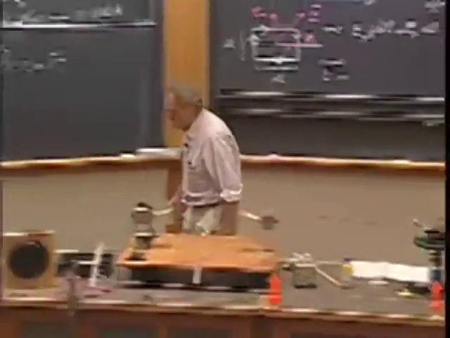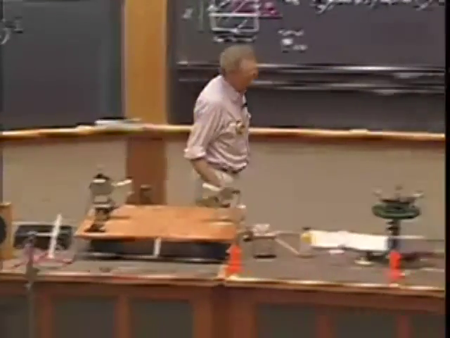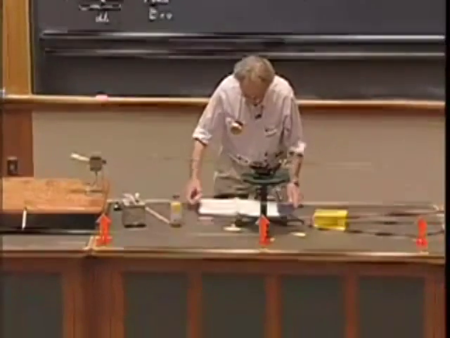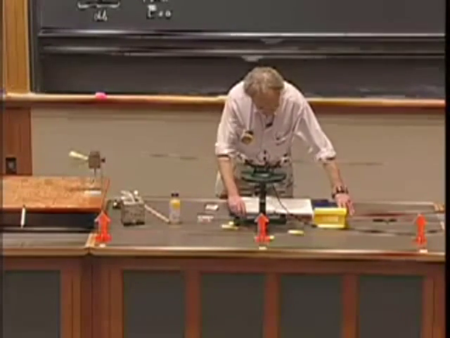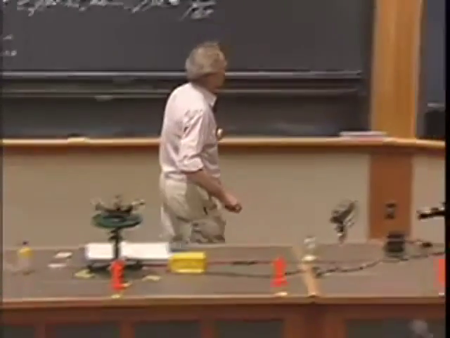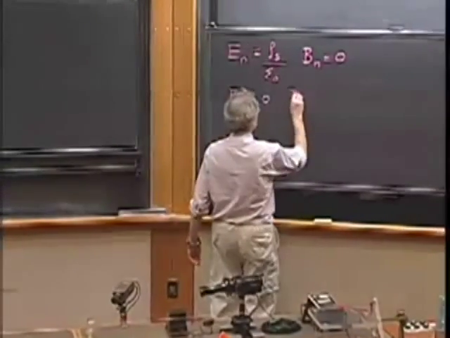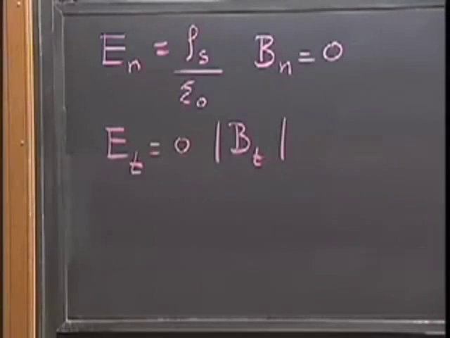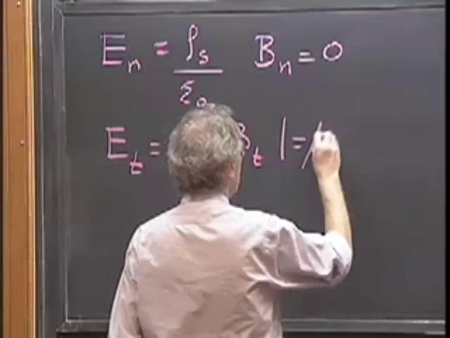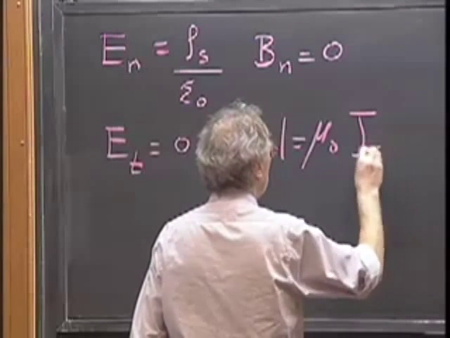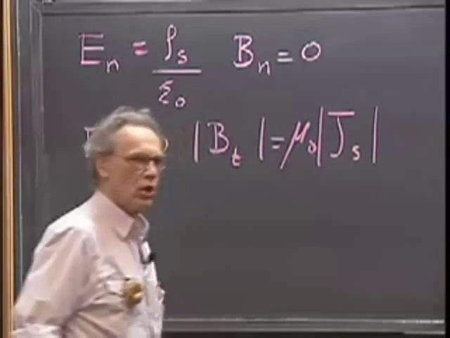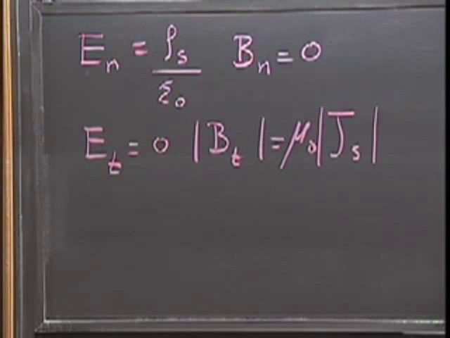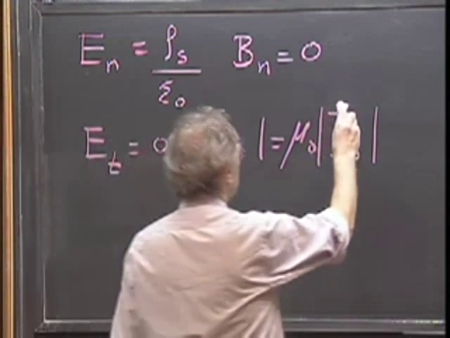And so now there is the curl of B, which is your term. And so you're going to do a closed loop integral of B dot dl, and you work your way through that. And then you will find that the magnitude of B of t, that is the component of the magnetic field in the plane of the conductor, the tangential component, that that magnitude is mu zero times what we call surface current density. J of s is a surface current density, and it has units, amperes per meter.